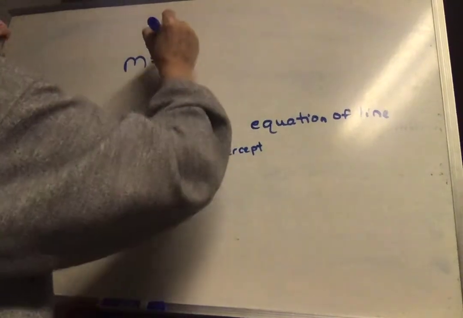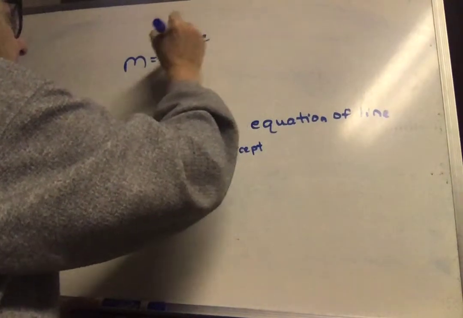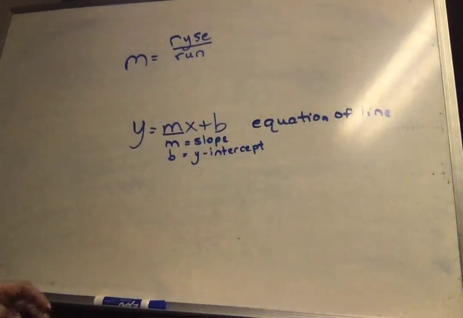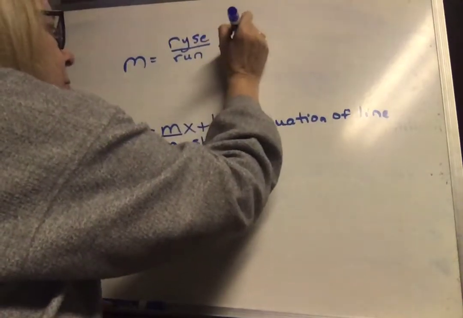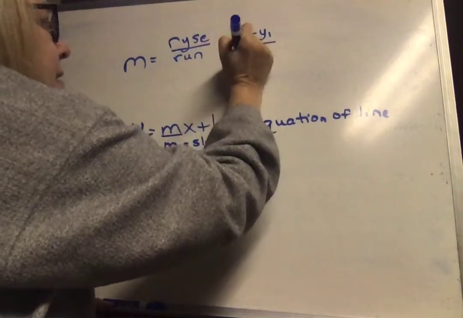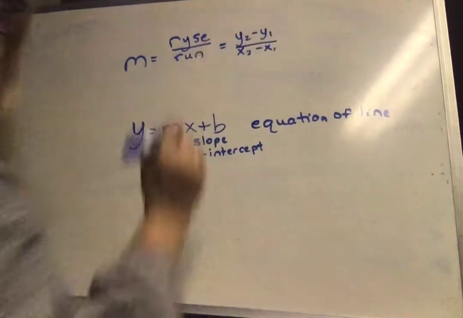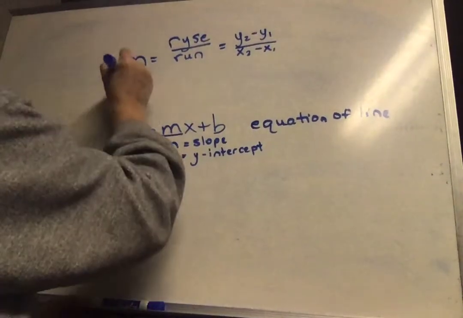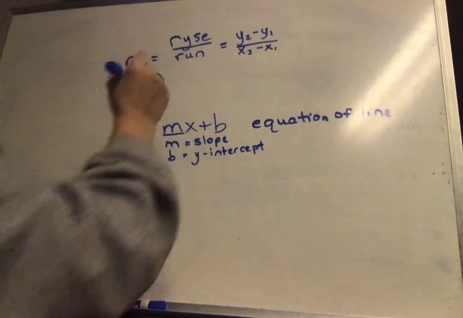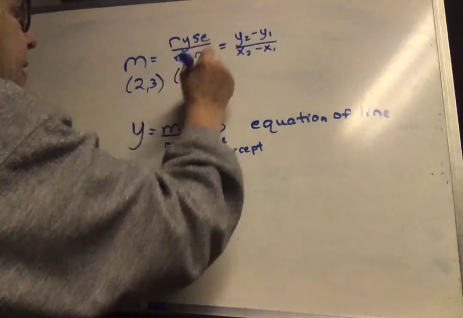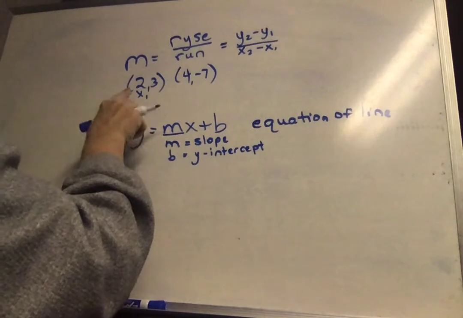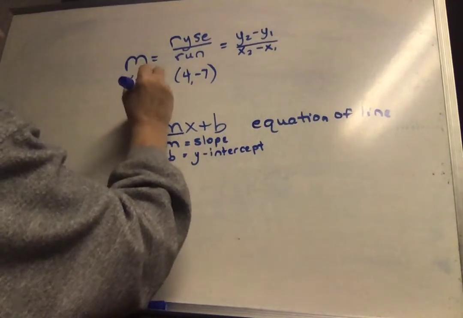Eventually, somebody remembers rise over run. And yes, I misspelled that, but I misspelled it on purpose because the rise is the difference in the y's, and the run is the difference in the x's. So if we have 2 points, 2 coordinates, (2, 3) and (4, -7), this would be the first x. X in coordinates, x first, y second.